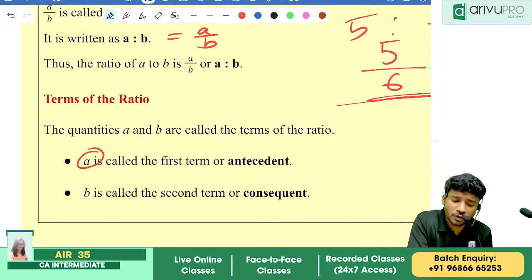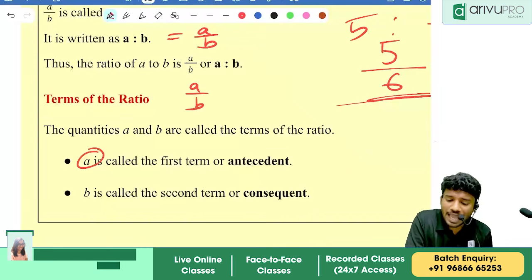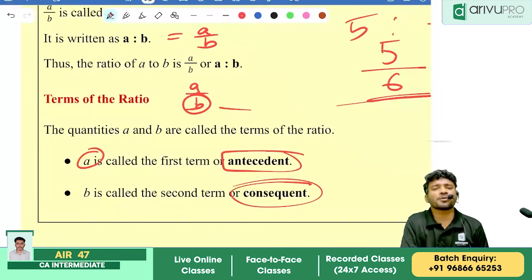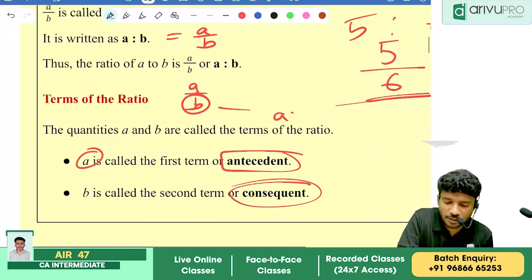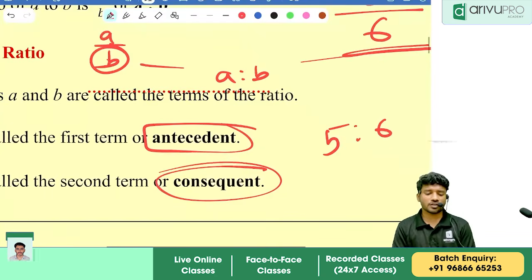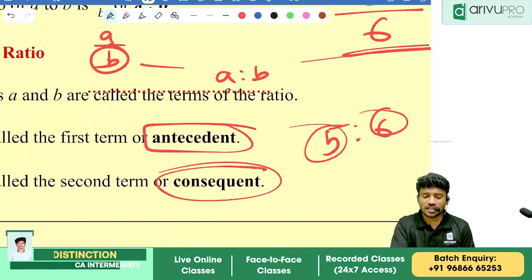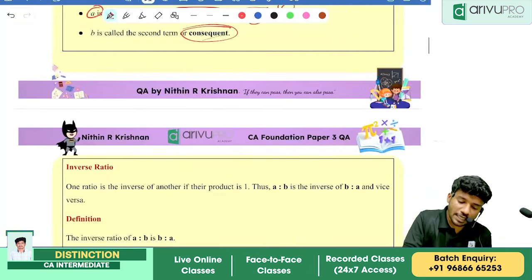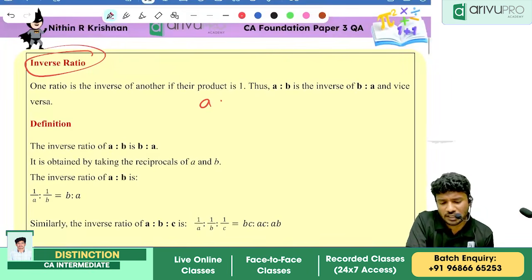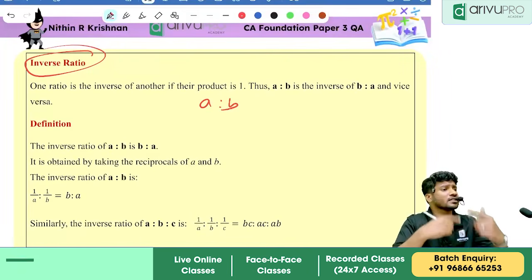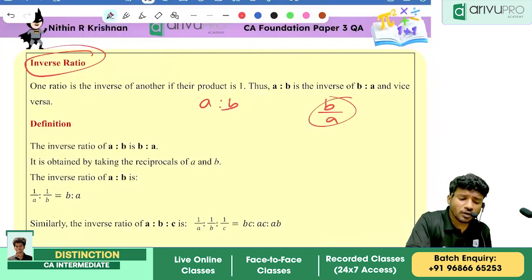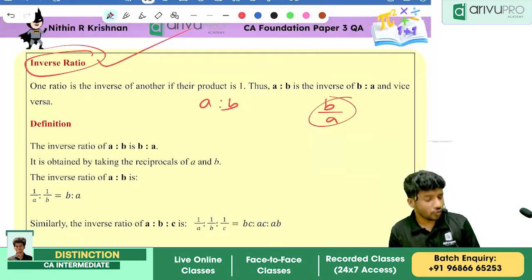Now my first question is, A is called what? The first term, or the numerator, is called the antecedent, and the denominator is called the consequent. For example, A is to B or 5 is to 6. Which is antecedent? Which is consequent? 5 is antecedent, 6 is consequent. Next one, people: inverse of a ratio. Inverse is very easy. If A by B is there, if I take the reciprocal, we get B by A. That is called the inverse of the ratio.